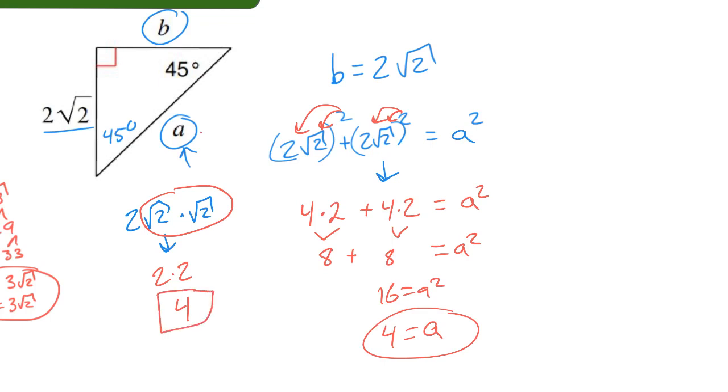You can see one way is a lot faster. If we know the relationships of the side lengths for a 45, 45, 90, we don't have to go through the entire Pythagorean theorem. We can identify our missing side length very quickly.